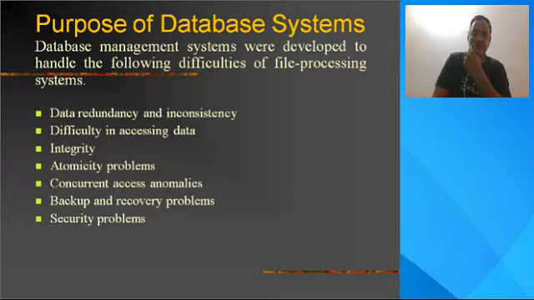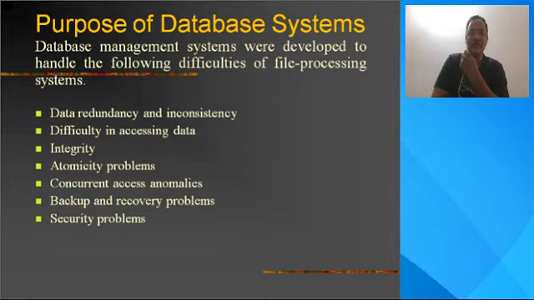Atomicity problems: in the file based approach there are atomicity problems. For example, take fund transfer: if we are going to transfer an amount from account A to account B, and at that time the system fails, then with the database oriented approach there will be both the debit and the credit, or neither. But in the file based approach there will be the problem of atomicity.